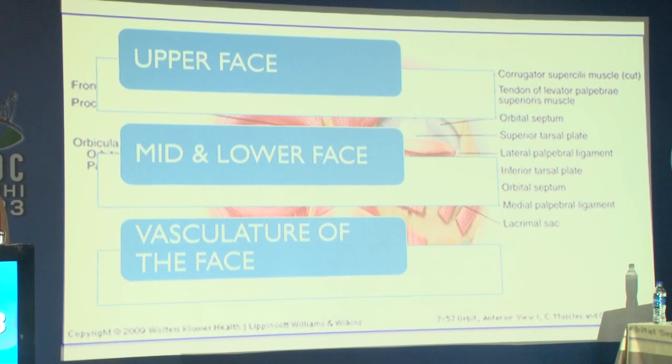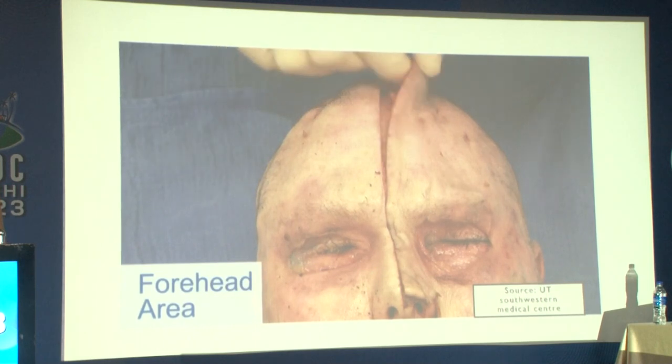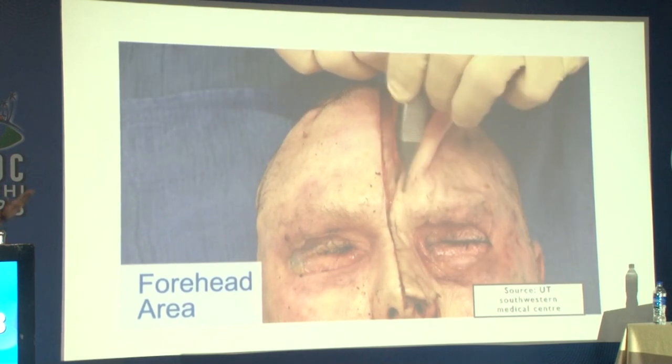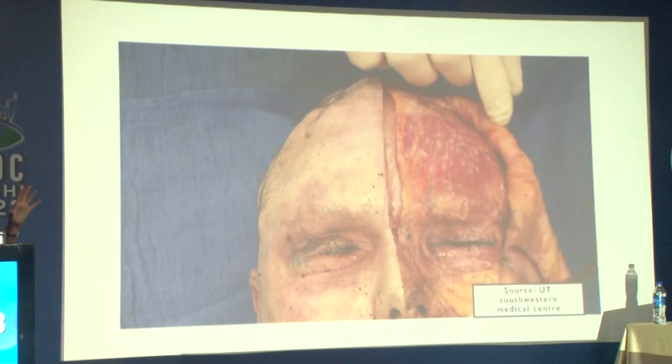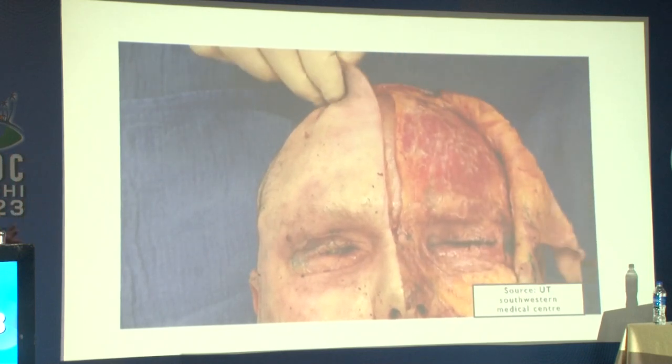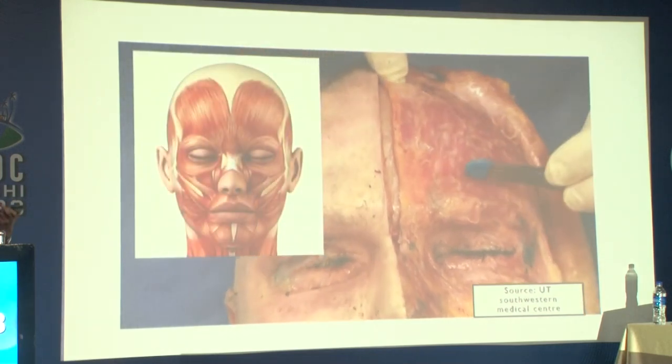So I'm going to show you three cadaveric dissection videos. The first one is for the upper face. Starting with the first one. So as we know, the most important structure in the upper face is the frontalis muscle. It is the only elevator of the brow. We must remember this. That is the only structure which lifts the brows.